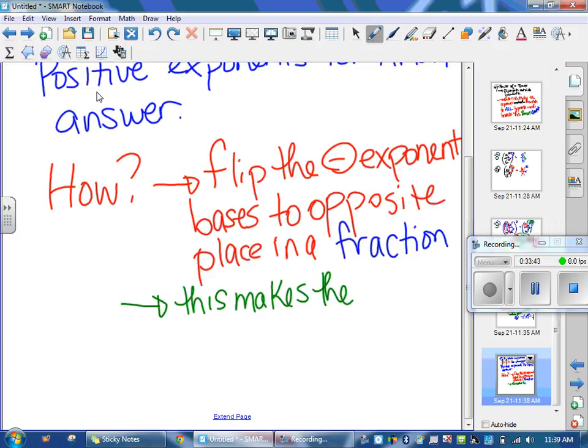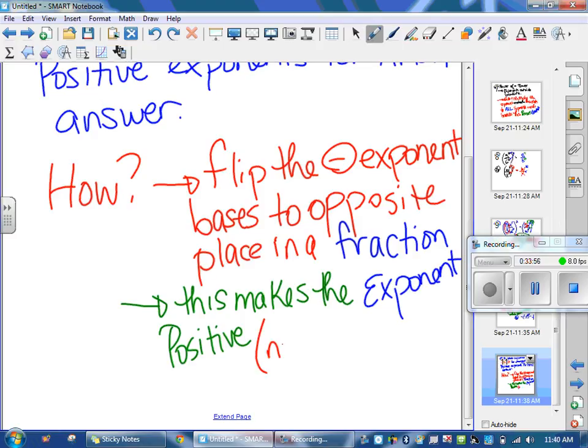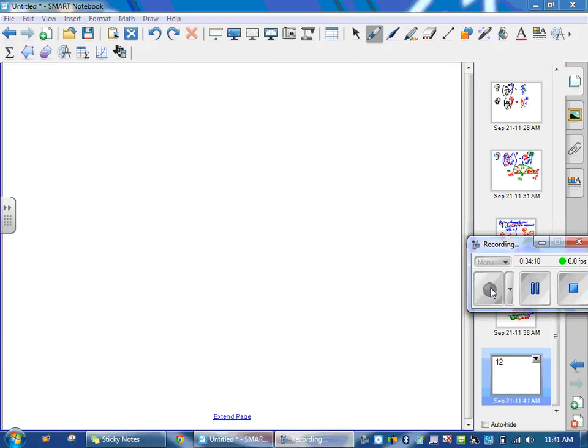That makes the exponent positive, not the base. So if that base has a negative sign, the negative stays with the base, but the exponent will change. Okay, and we'll do a couple examples. I'll give you a minute to write that down. Okay, here comes the examples. Example 1.